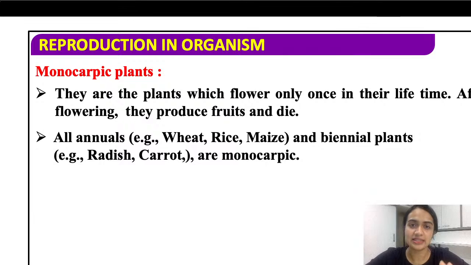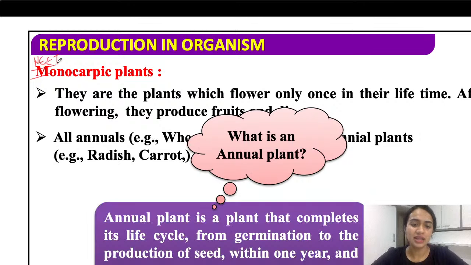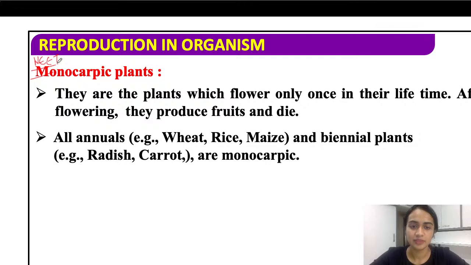Wheat, rice, maize are annuals. This is very important from the NEET point of view. It is more of a memory-based part. You need to remember all these examples, and I'll try to make it as easy as possible. So let us see what these annual and biennial plants are. What is an annual plant? An annual plant completes its life cycle, from germination to the production of seed till it dies, in 1 year. Since it is monocarpic, it will flower once in 1 year. Examples are wheat, rice, and maize.